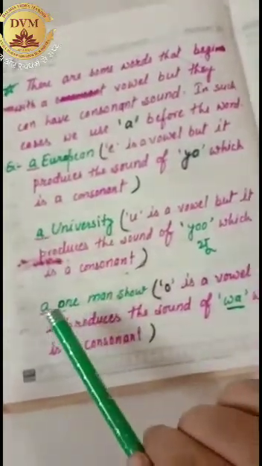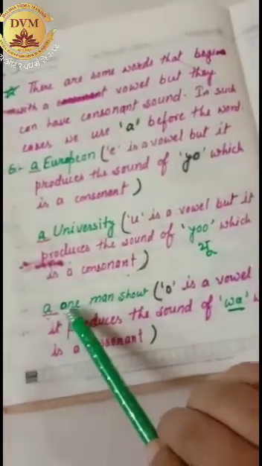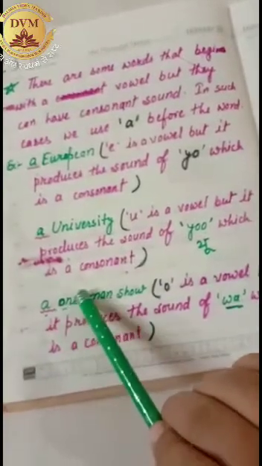Next example, a one man show. See the word किसके आगे ए लगा हुआ है, वन.